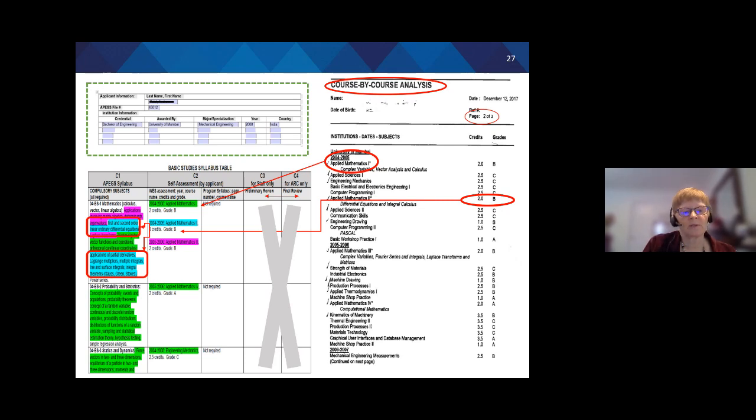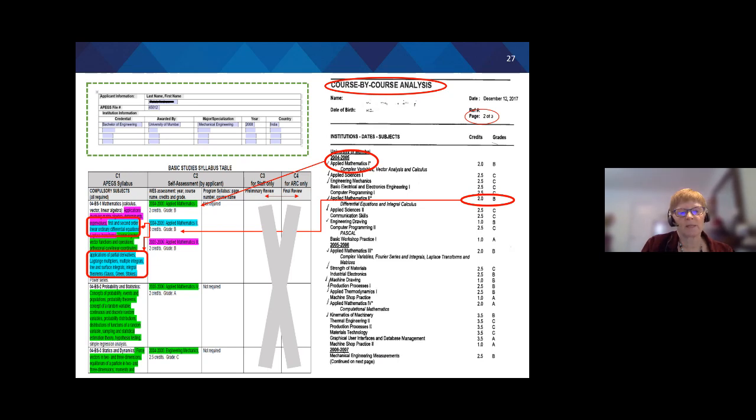And as I mentioned, there are two different tables for each syllabus. So there's the basic studies, which is there to ensure breadth in mathematics, natural science, and engineering science. And these are generally first and second year parts of the program. The second table, which I don't have an example of here, is the discipline specific part. And it will be mostly third and fourth year classes that are related to the specific discipline of your program.